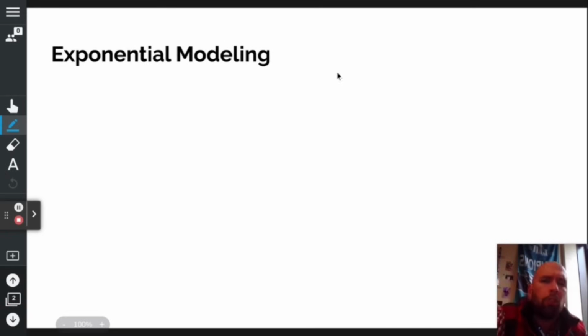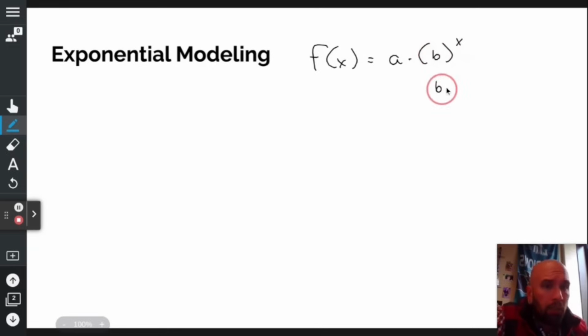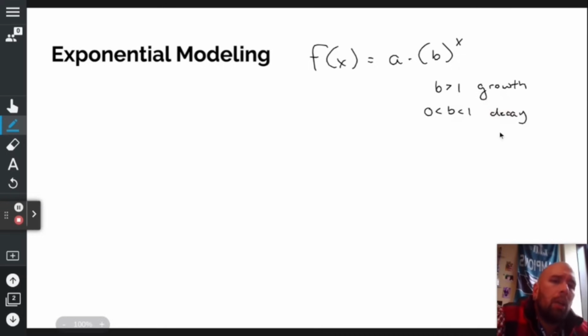Okay. Now, an exponential function is in the form f of x or y equals a times b to the x. Now, if b is positive and greater than 1, you have what's called exponential growth. Now, the reason why I said positive and greater than 1 is because I'm preparing myself for this next guy. If b is positive and less than 1, in other words, between 1 and 0, you have what's called decay. Now, exponential growth is going to look like this.